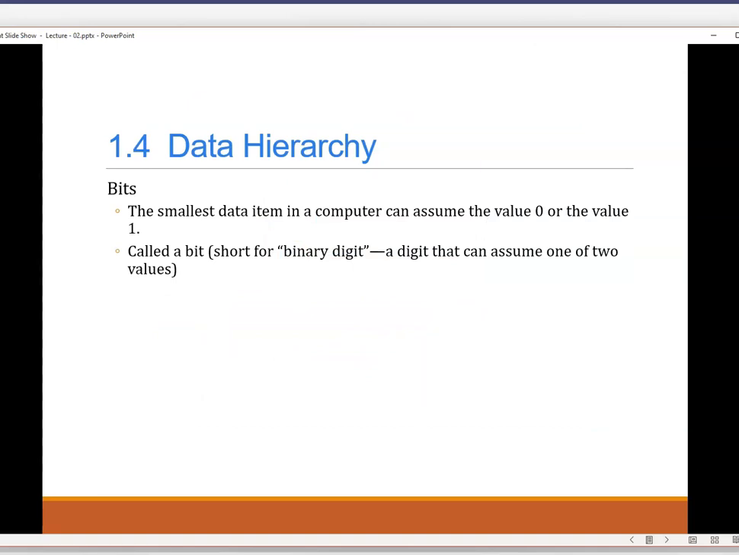A bit is short for binary digit, and it can have a value of 0 or 1. This is the base unit on which all computing is performed. There is a new concept in quantum computing called a qubit, but we're not touching that here.